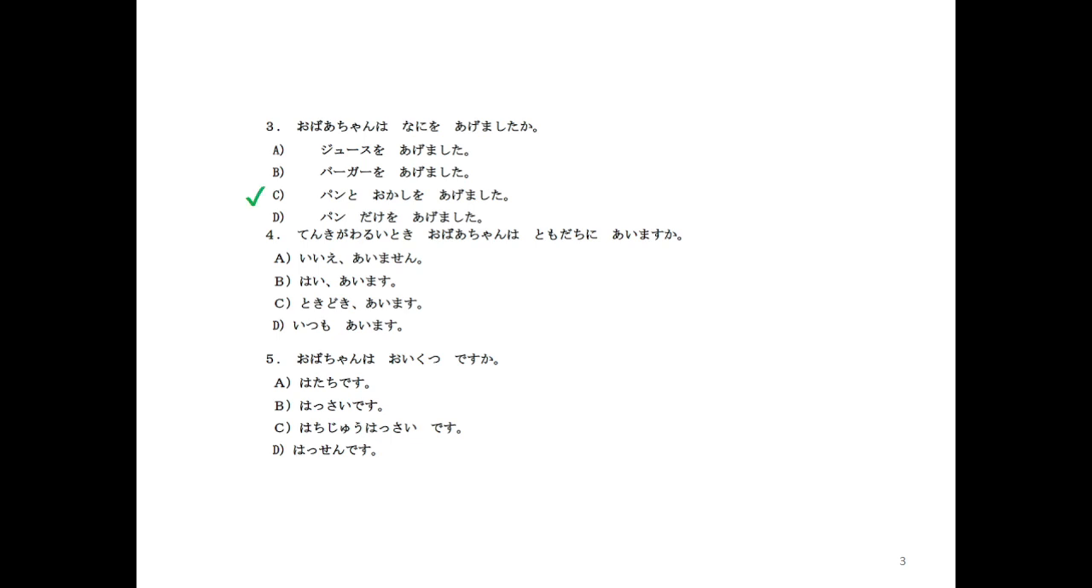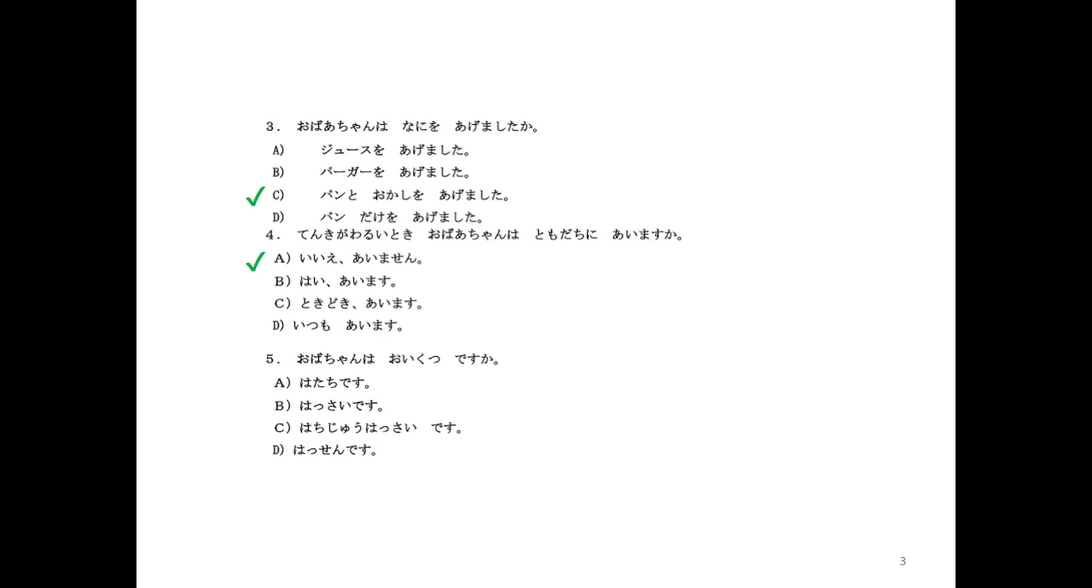Let us go to the fourth question. The fourth question is, Tenki ga warui toki oba-chan wa tomodachi ni aimasu ka? Does she meet her friends when the weather is bad? The answer is Iie, aimasen. Which is, no, she doesn't meet. Which is option A. B is hai, aimasu. Which is, yes, she meets. C is tokidoki aimasu. Which is, sometimes she meets. And D is itsumo aimasu. Which is, she always meets. Since she doesn't meet her friends when the weather is bad, the correct answer is option A.